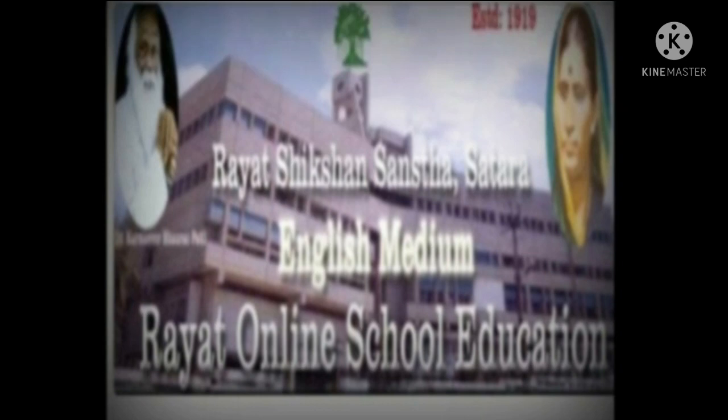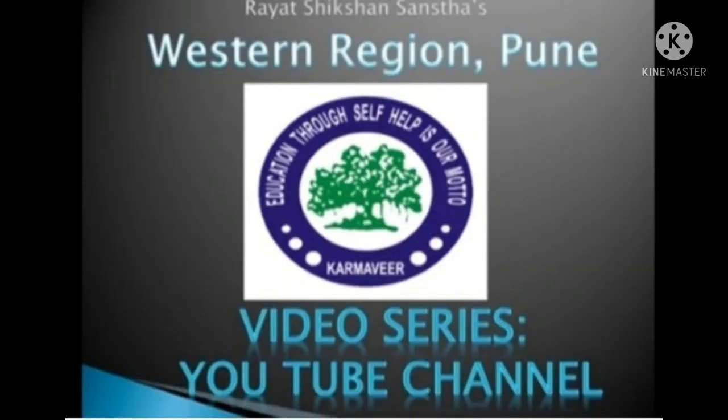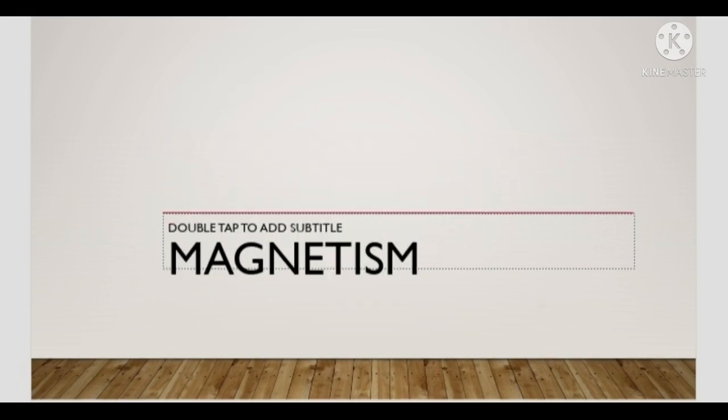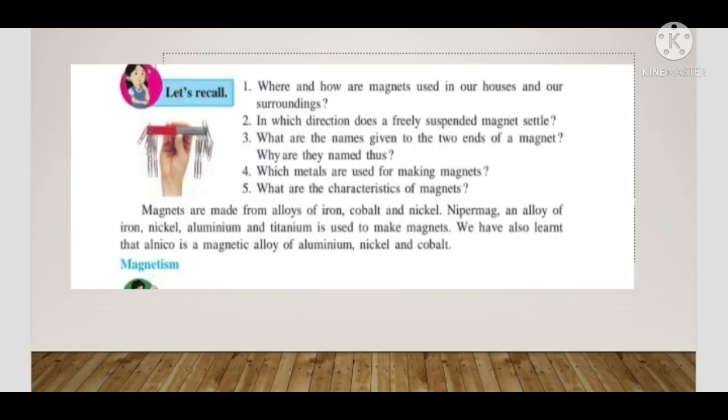Welcome to Rayat Shikshan Sanstha's Western Region, Standard 7, Subject General Science, Lesson number 19, Properties of Magnetic Field, and video number 37. In this video, we have to discuss what is meant by magnetism, two activities, the Earth is a gigantic magnetic needle, the properties of magnetic line of force, penetrating ability of magnetic field, and metal detector. First one we have to discuss.